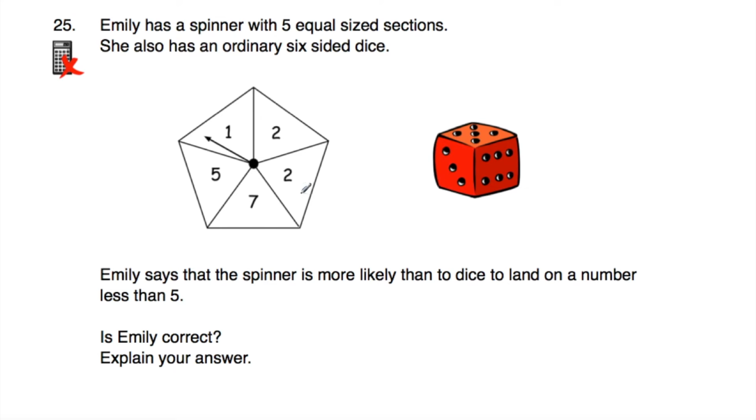So let's find for the spinner the probability of a number less than 5. And let's do the same for the dice. So let's find the probability of less than 5 on both the spinner and the dice.